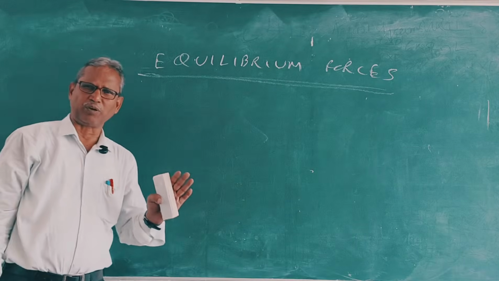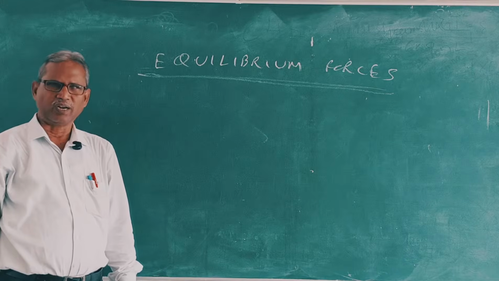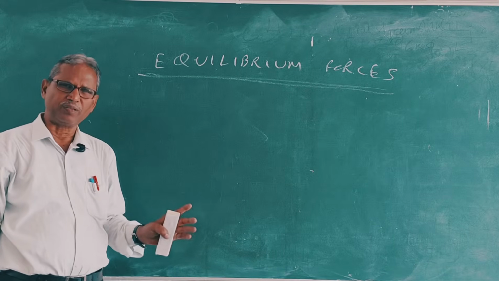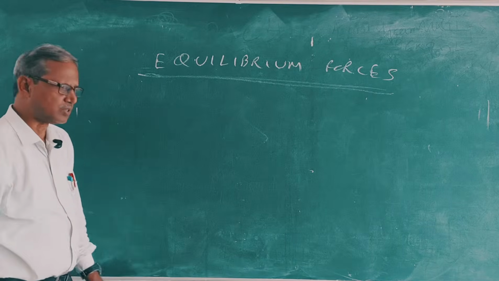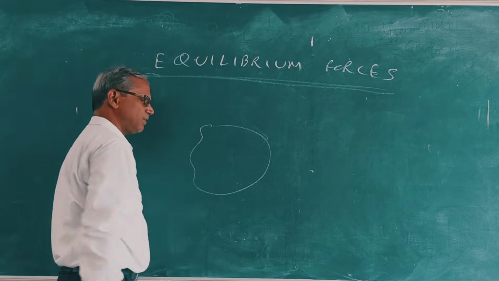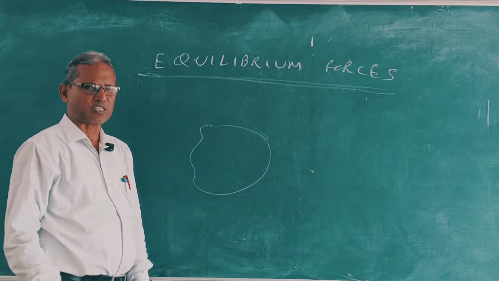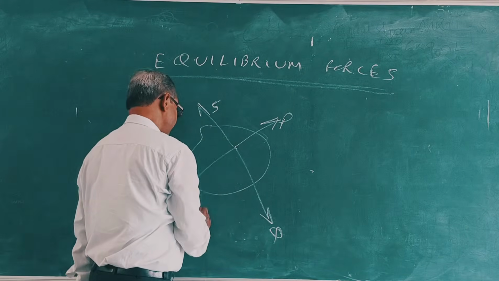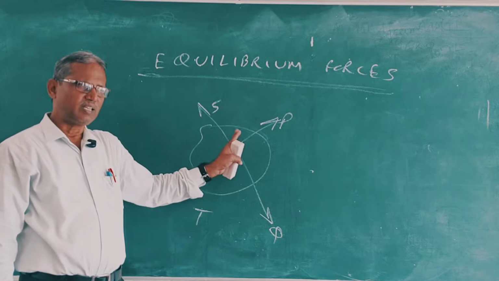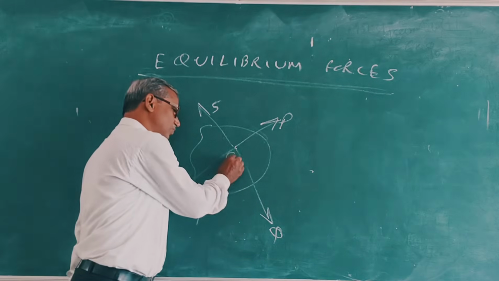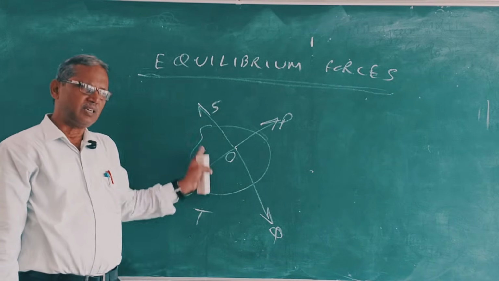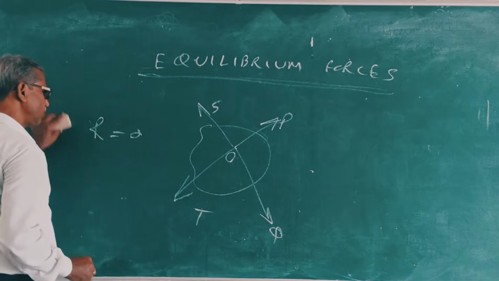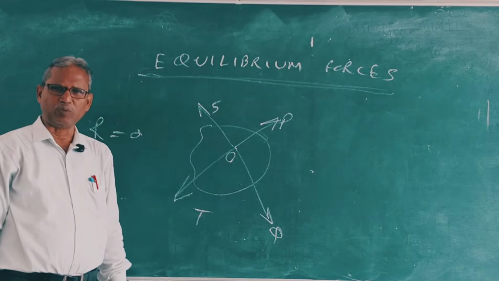If a body is acted upon by a number of forces and if the resultant of the system of forces is zero, then the body is said to be under equilibrium and the forces are called equilibrium forces. Suppose this is a body acted upon by a number of forces. This is force P, this is force Q, this is force S, this is force T. Suppose this body is acted upon by four forces at point O. If the net resultant R is equal to zero, then the body is said to be in equilibrium condition.